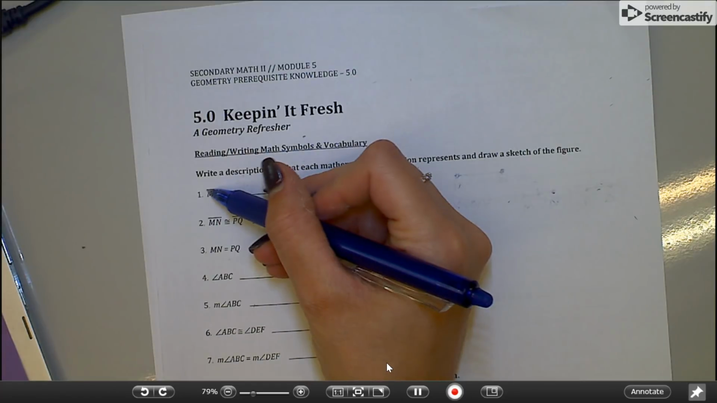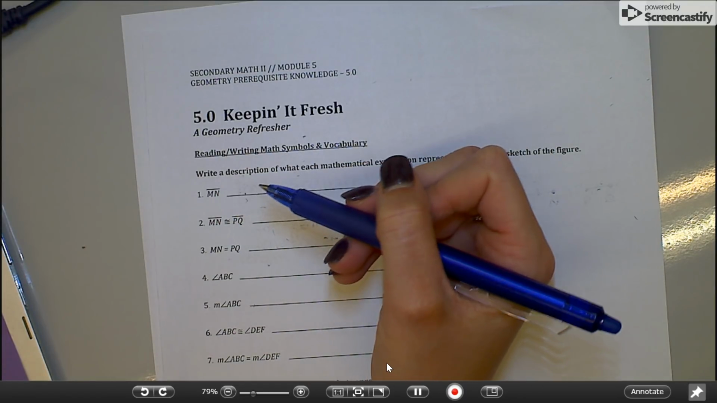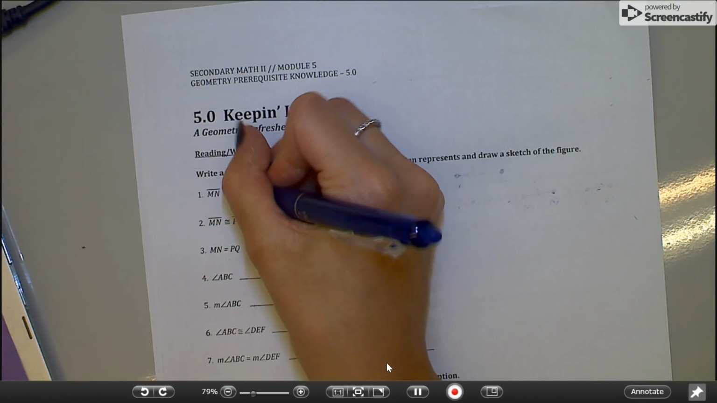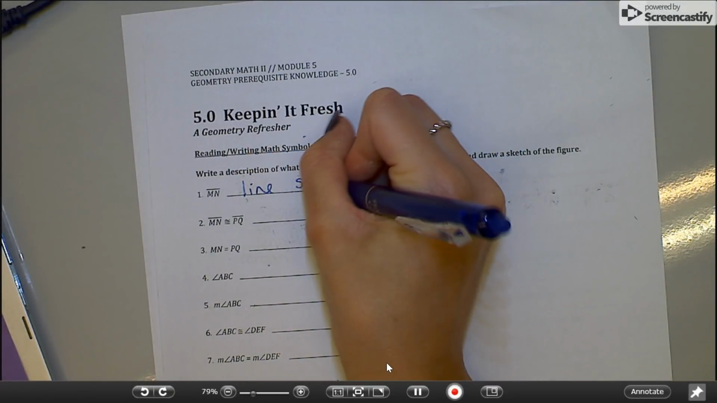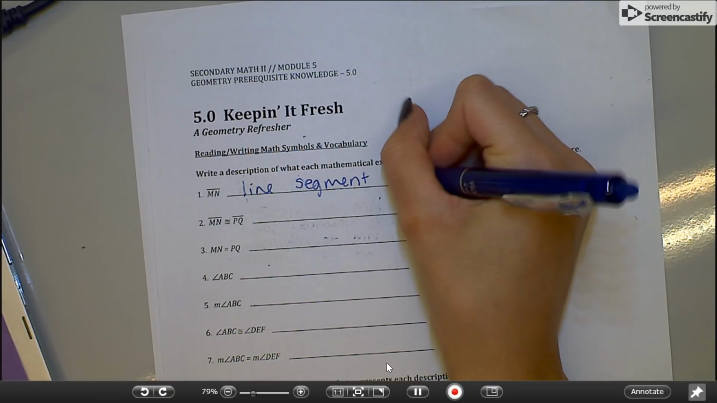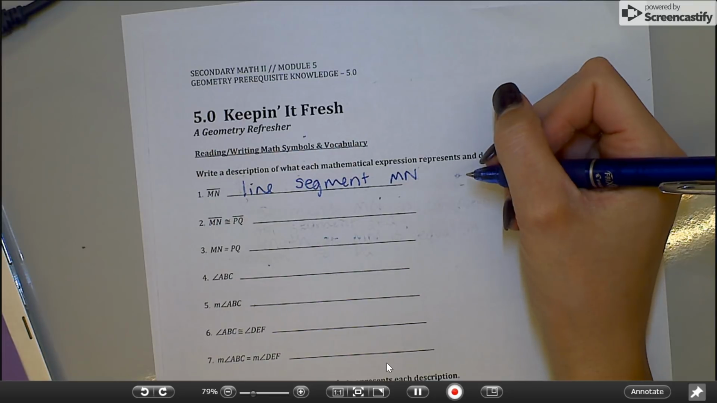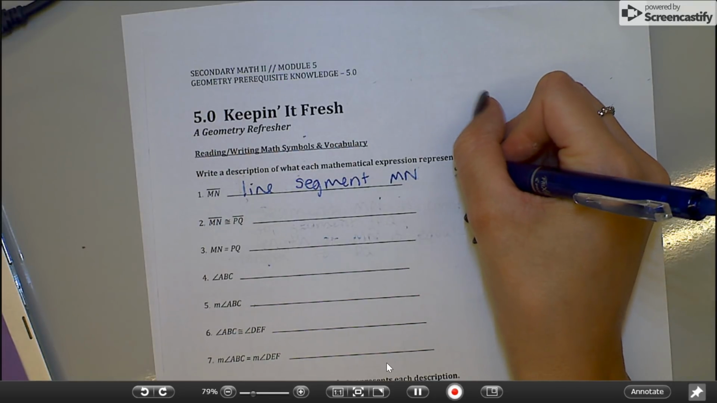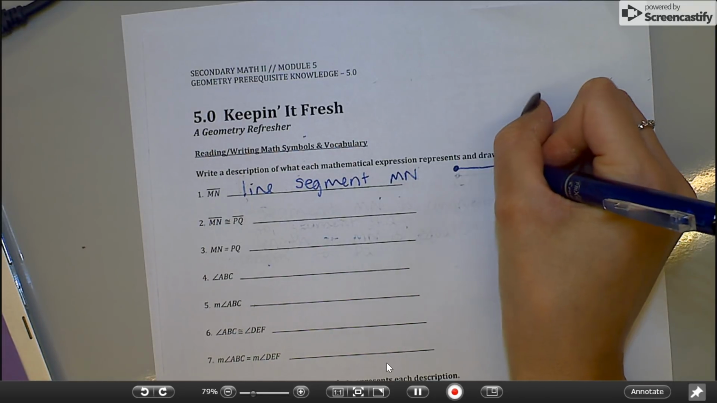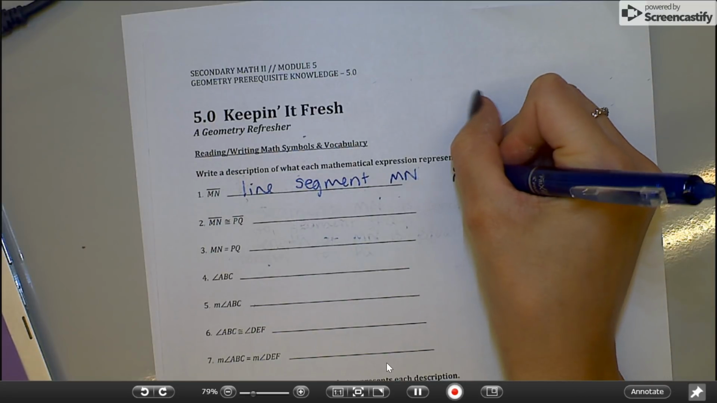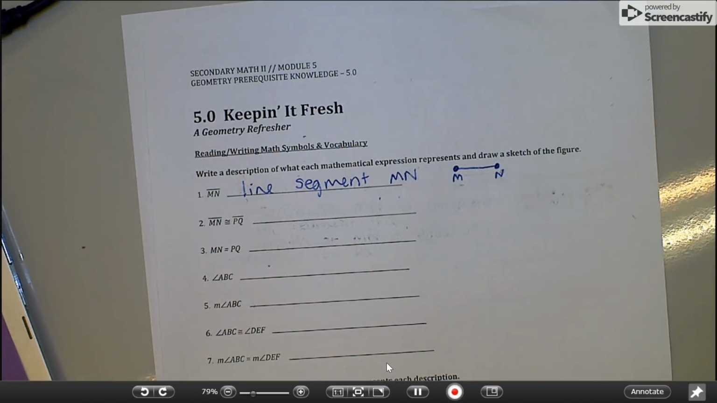So if you have this little line above those two letters, this is referring to a line segment, MN. Okay, this means that it's not going to go on forever. So when we draw it, we will have endpoints at M and N.